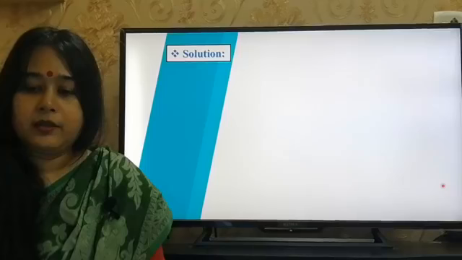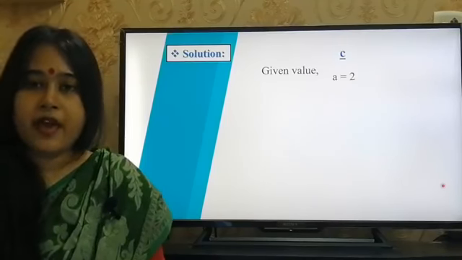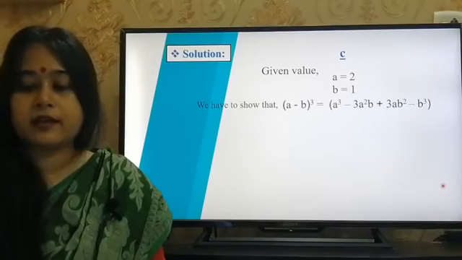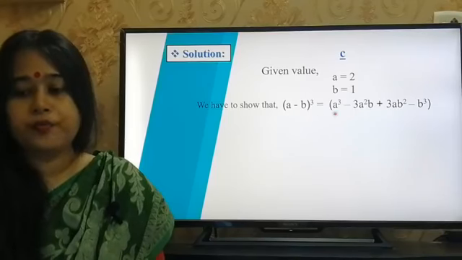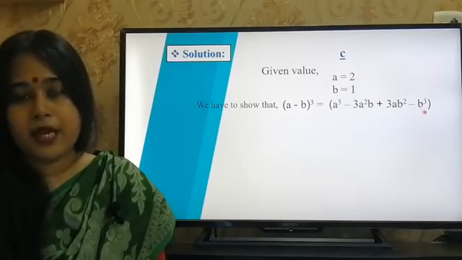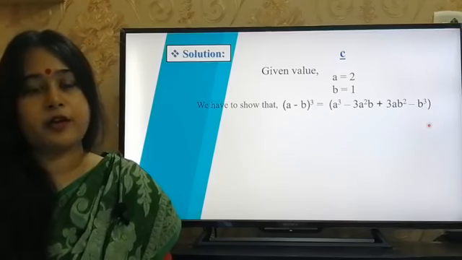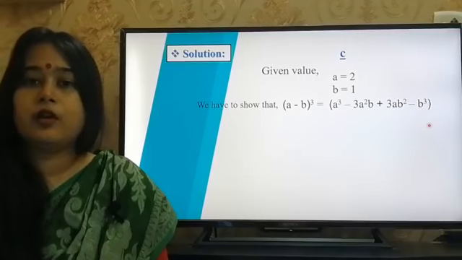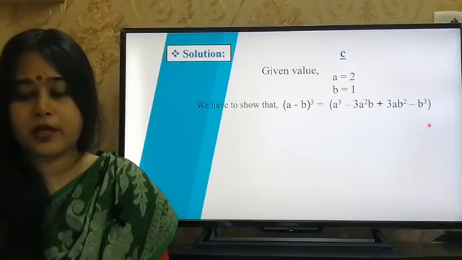Now let's see the solution of C. For the given values, we have a equal to 2, b equal to 1. We have to show that the expression a minus b whole cube equals a cube minus 3a square b plus 3ab square minus b cube. Okay, for this type of question, first of all we will find the value of the left hand side, and then we will find the value of the right hand side, and if the values of both sides are the same, that means our equation is correct.